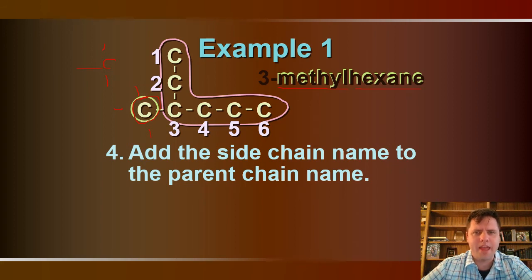You remember we got hex from the 6 carbons that are here, and then the ane because they're all single bonds. So we have hexane for this. We added a methyl group, and so that's why we say methyl hexane.